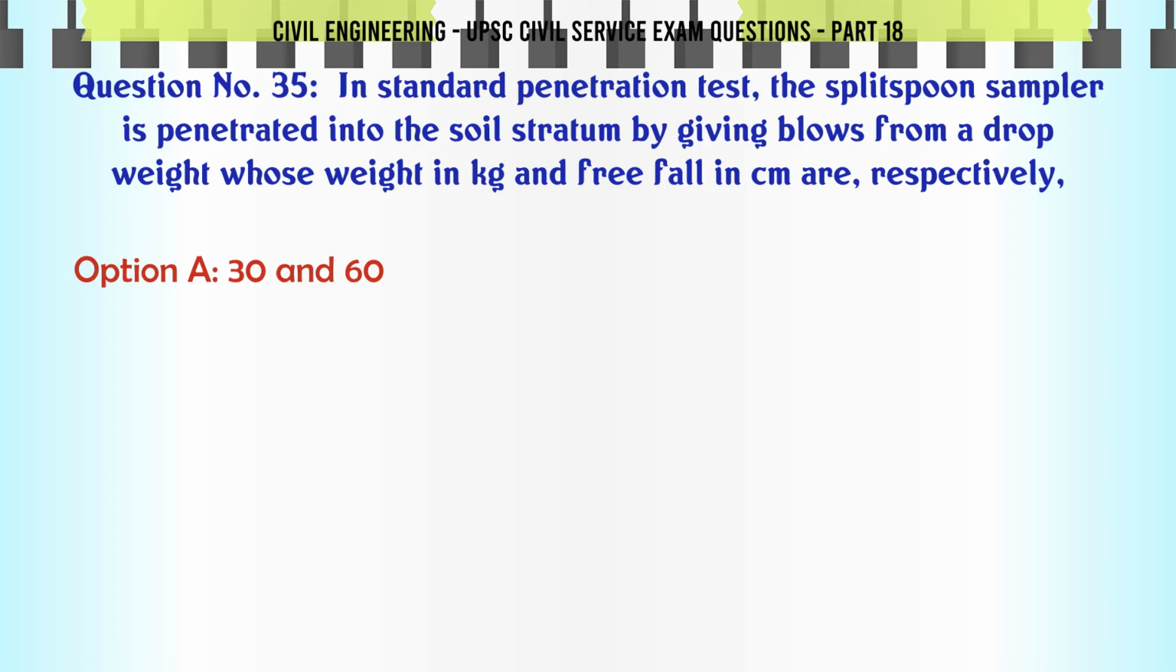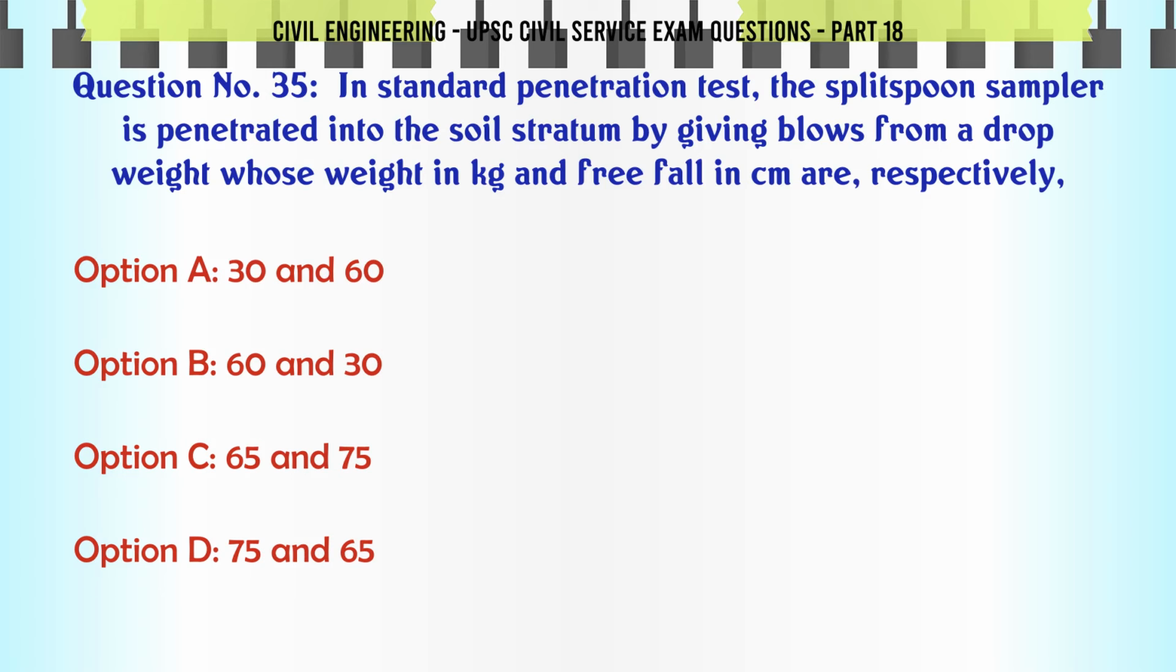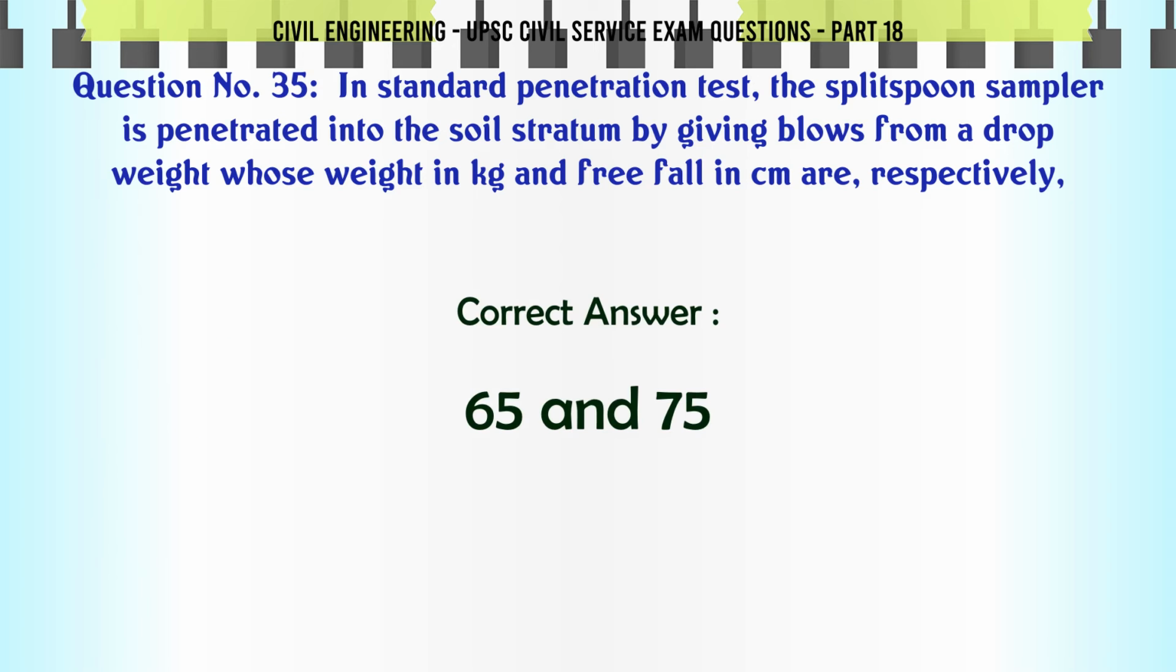In standard penetration test, the split spoon sampler is penetrated into the soil stratum by giving blows from a drop weight whose weight in kg and free fall in cm are respectively A, 30 and 60; B, 60 and 30; C, 65 and 75; D, 75 and 65. The correct answer is 65 and 75.